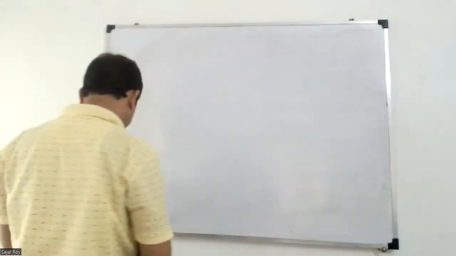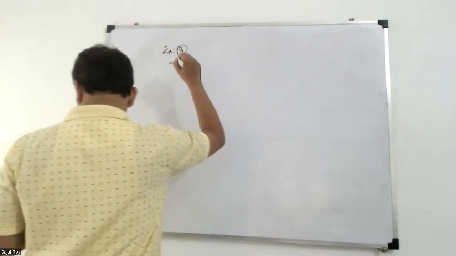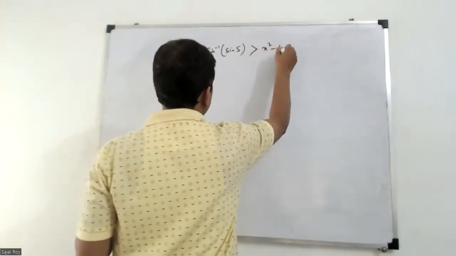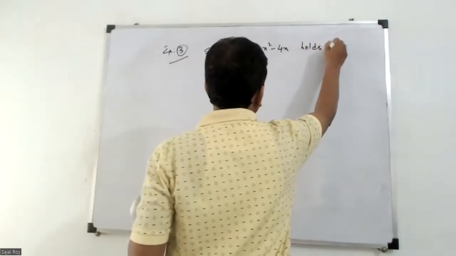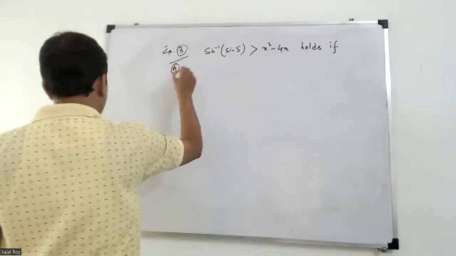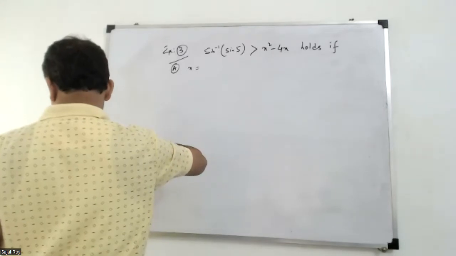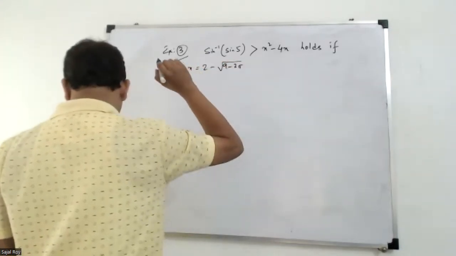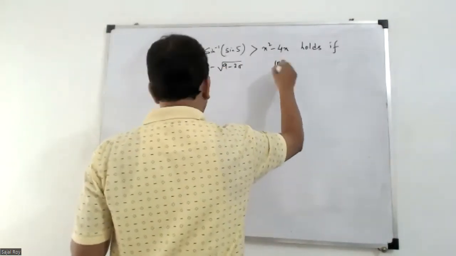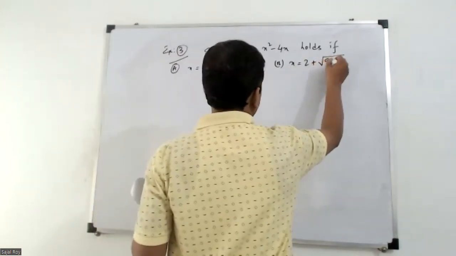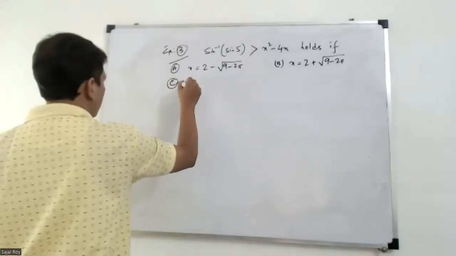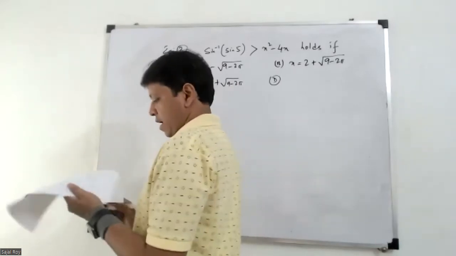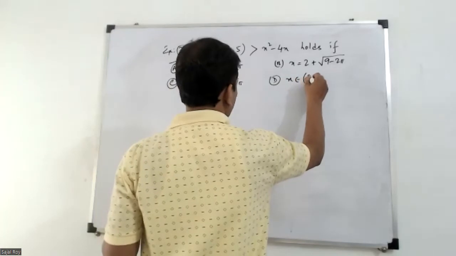Okay, next. Number 3. Sin inverse sin 5 greater than x square minus 4x holds if x equal to... option A, 2 minus root over 9 minus 2 pi; option B, 2 plus root over 9 minus 2 pi; option C, x is more than 2 plus root 9 minus 2 pi; and option D, x belongs to 2 minus root 9 minus 2 pi.